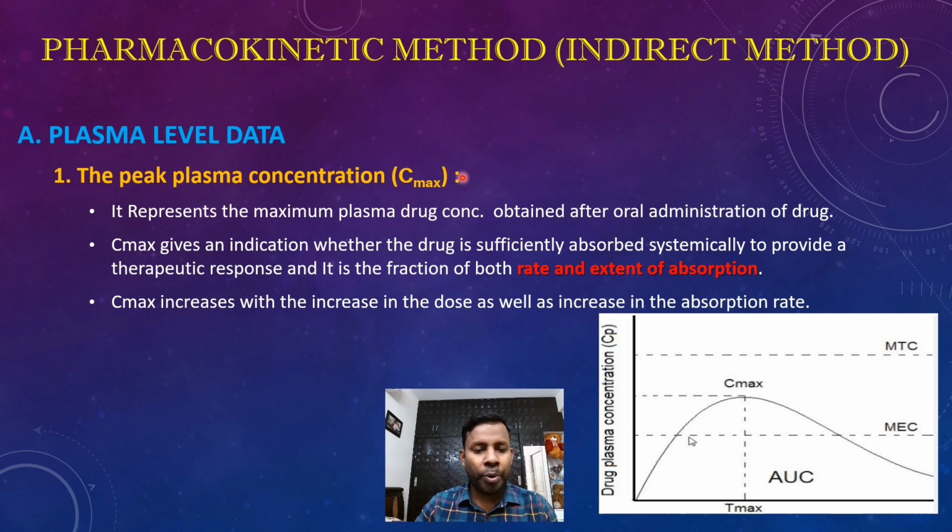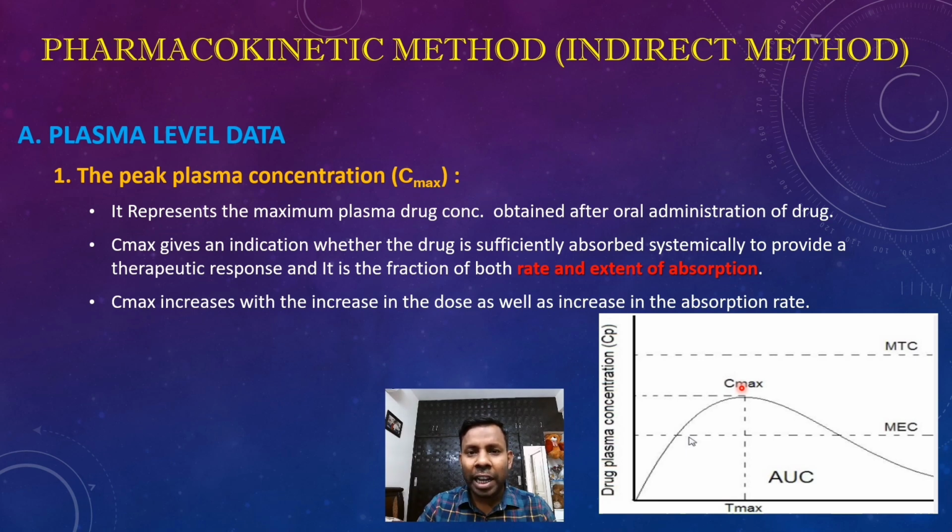In that, first subpoint is Cmax, means peak plasma concentration. What is this Cmax? Cmax is the maximum concentration of drug in plasma after the oral administration. So if you see this graph, x-axis is time, y-axis is plasma drug concentration. Initially the drug level in the plasma is 0, and slowly this level will increase. The concentration of drug in plasma will increase, then it will decrease to 0. So this point is called as Cmax, means maximum concentration of drug in plasma.